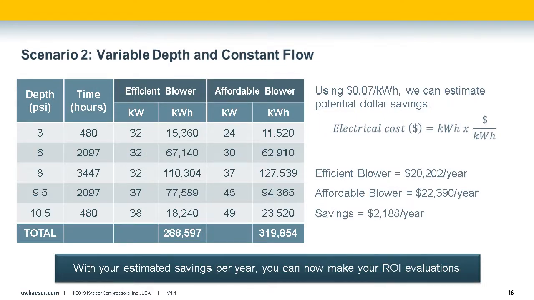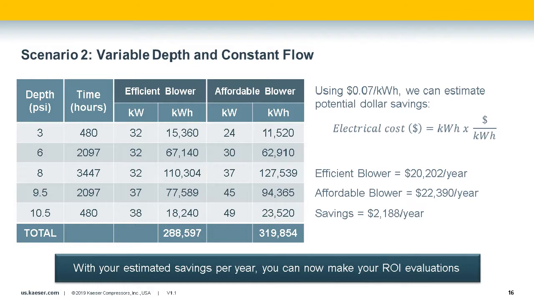Now, multiply the hours of the kilowatts for each pressure and again for both machines. This produces kilowatt hours for each of the design pressures. Finally, a summation of each of the 5 points by the blower provides a total kilowatt hour for each unit technology. Once more, multiply this kilowatt hour by the electrical cost, and you have an estimate for the annual power cost.